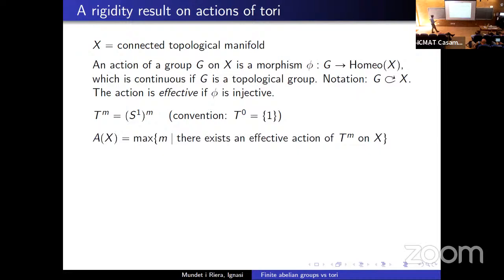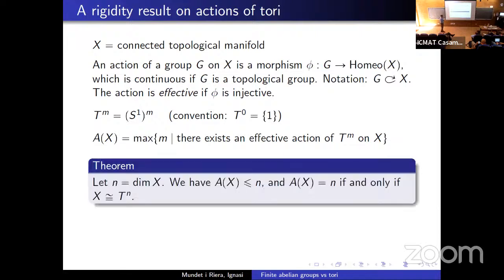Now we can define the following invariant: A of X, the maximal m such that the m-dimensional torus acts on X. Okay, so it's a classical fact that this number A of X cannot be bigger than the dimension of the manifold. And in fact, if you attain the maximum, namely if A of X is equal to the dimension n, then the manifold is homeomorphic to the n-dimensional torus. Okay, so this fits the rigidity pattern.